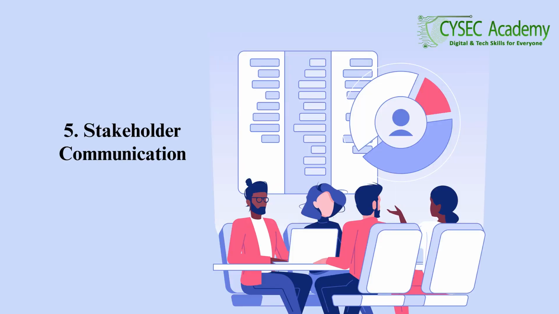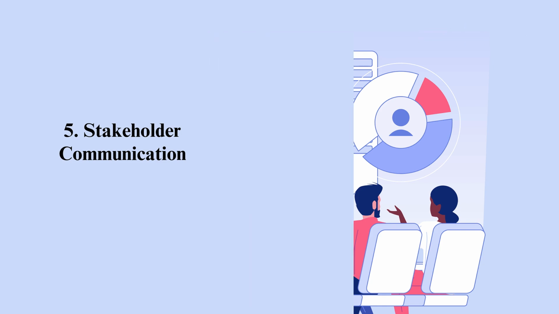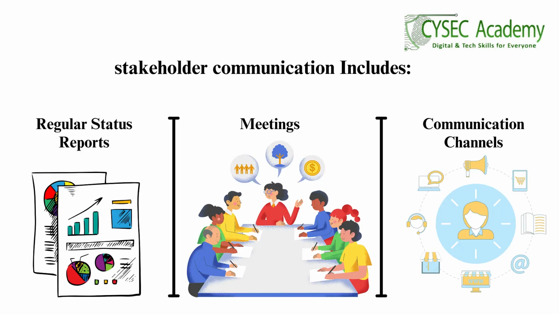5. Stakeholder communication. Effective stakeholder communication involves keeping everyone involved in the project informed about progress, issues, and changes. This is achieved through regular updates, status reports, meetings, and other communication channels. For the charity run, stakeholder communication would include: 1. Regular status reports updating sponsors, volunteers, and participants about event progress, changes, and any issues.